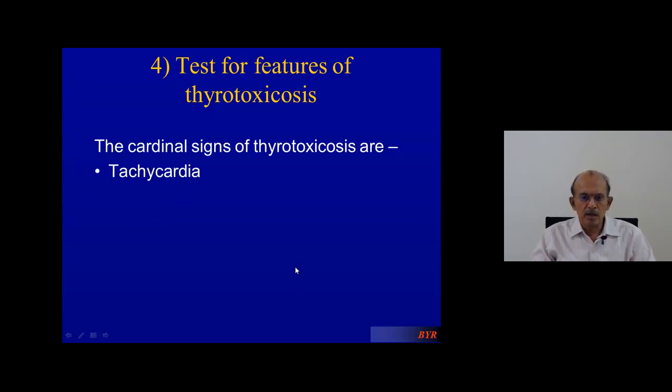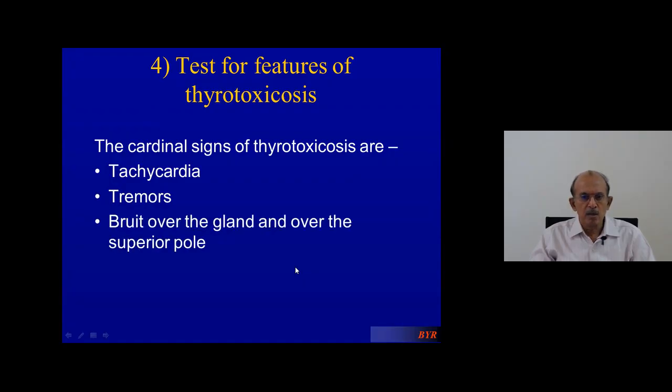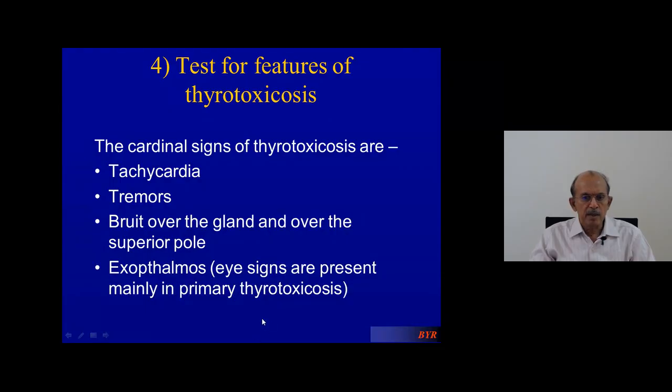So the cardinal features of thyrotoxicosis are tachycardia, tremors, bruit over the gland and over the superior pole, exophthalmos. Eye signs are present mainly in primary thyrotoxicosis.